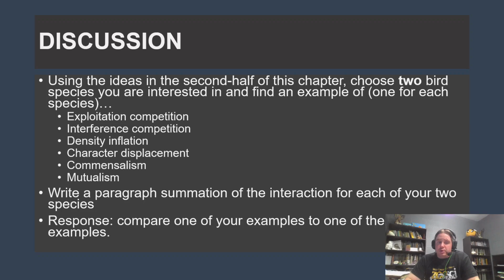When you do the response, you're just going to take one of your examples and compare it to one of the poster's examples, whichever you think was the most interesting. And that is the discussion for this week. So, if you have any questions, of course, as always, please reach out to me.